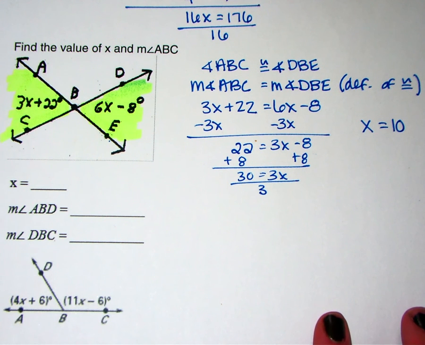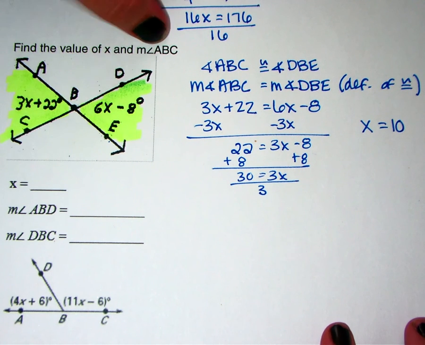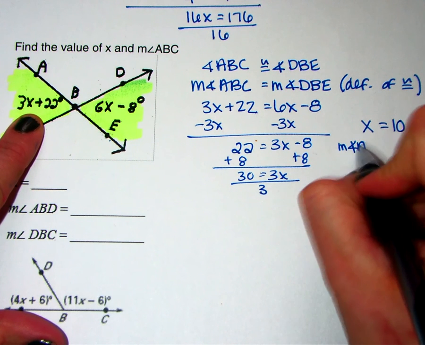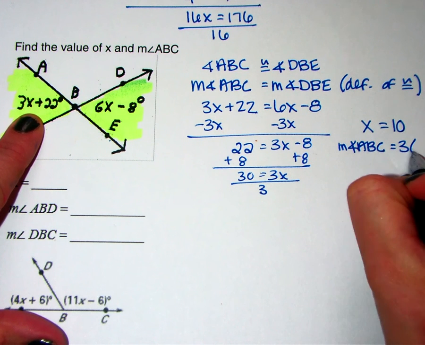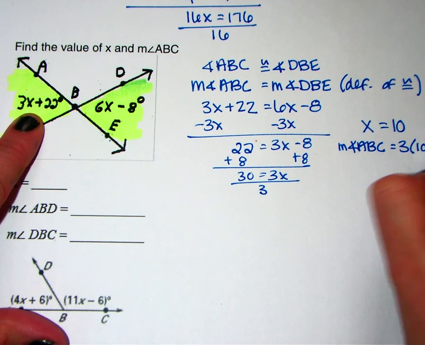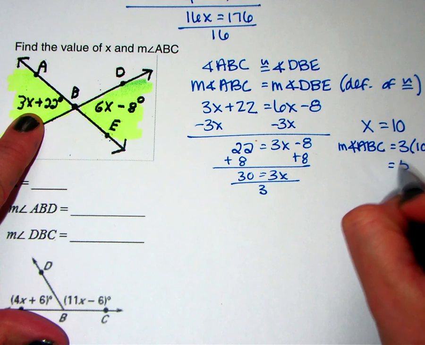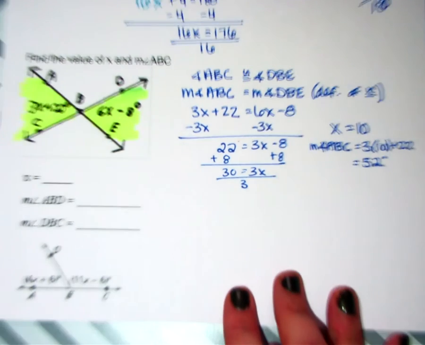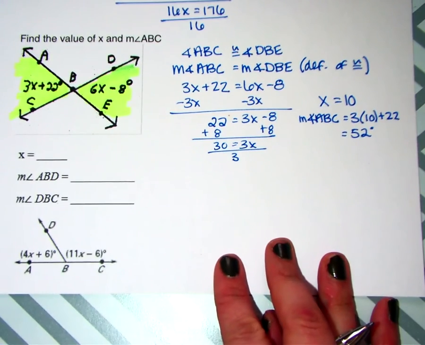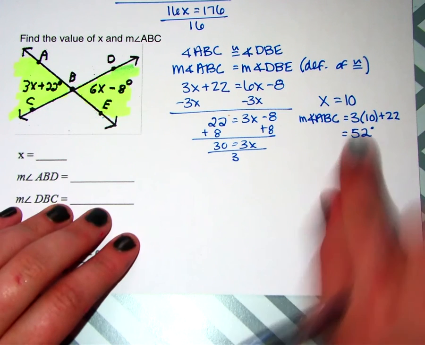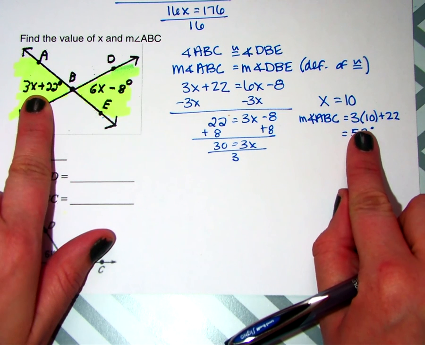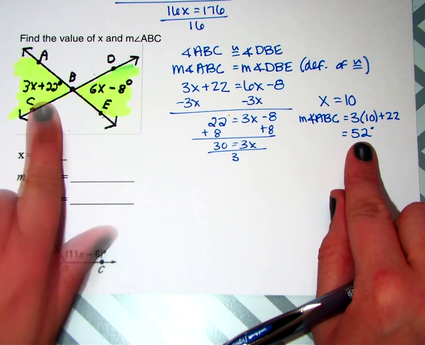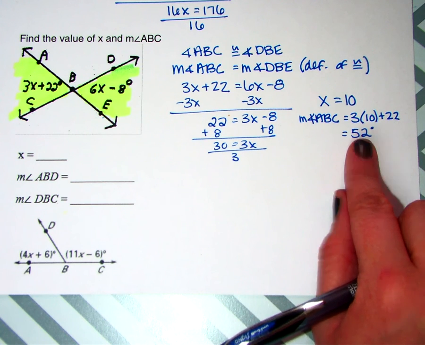Now the goal of this question is to find the measure of angle ABC. So ABC is here. So the measure of angle ABC is 3 times x, or 3 times 10, plus 22. We're going to get a total of 52 degrees on this problem. So again, all we've done here is we've taken angle ABC. Its expression was 3x plus 22, so we did 3 times 10 plus 22. And when we simplify, we get an angle measure of 52.